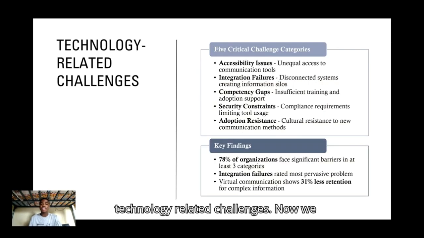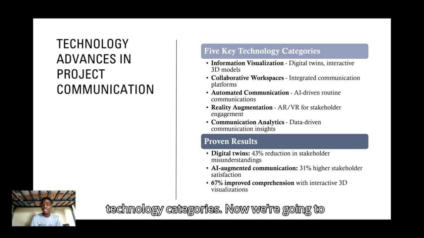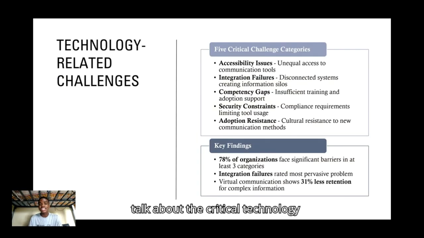And now, technology related challenges. Now, we talked about earlier the five key technology categories. Now, we're going to talk about the critical technology categories and their challenges. One, accessibility issues, unequal access to communication tools. Some stakeholders don't know how to use some communication tools.